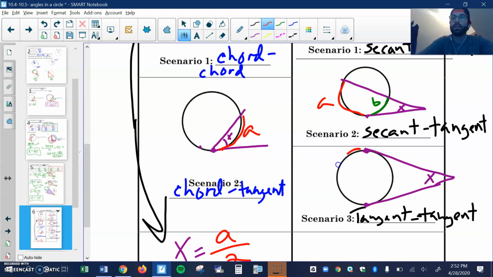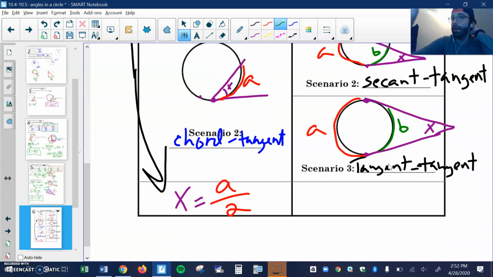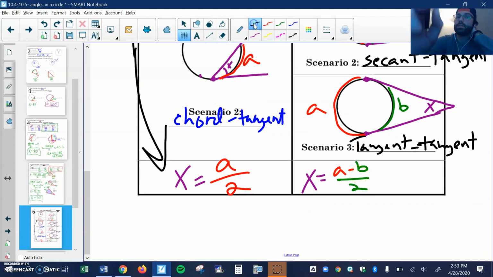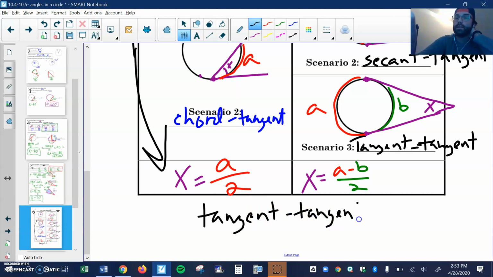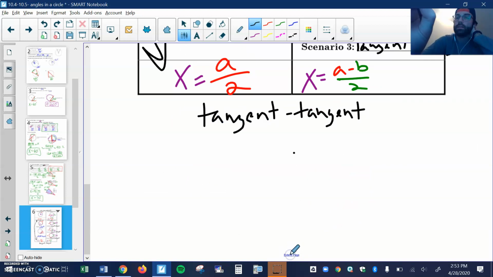Tangent can follow the same as the other two scenarios, but also has a special little scenario as well. But no matter what, and I'm going to explain that in a second, what I can do for all three of these scenarios is A, the farthest arc, minus the closer arc, all divided by 2 to give me X. For tangent, I'm going to write the word out, actually. Tangent, and I'm going to draw a separate picture again.